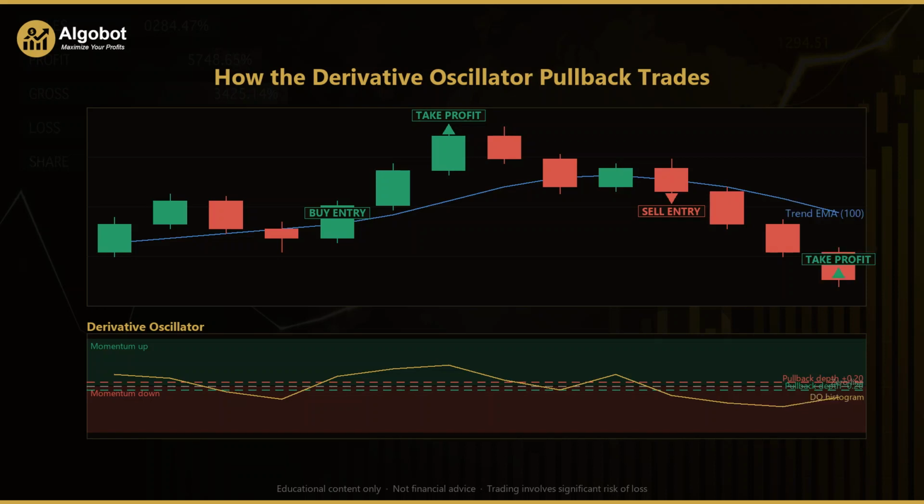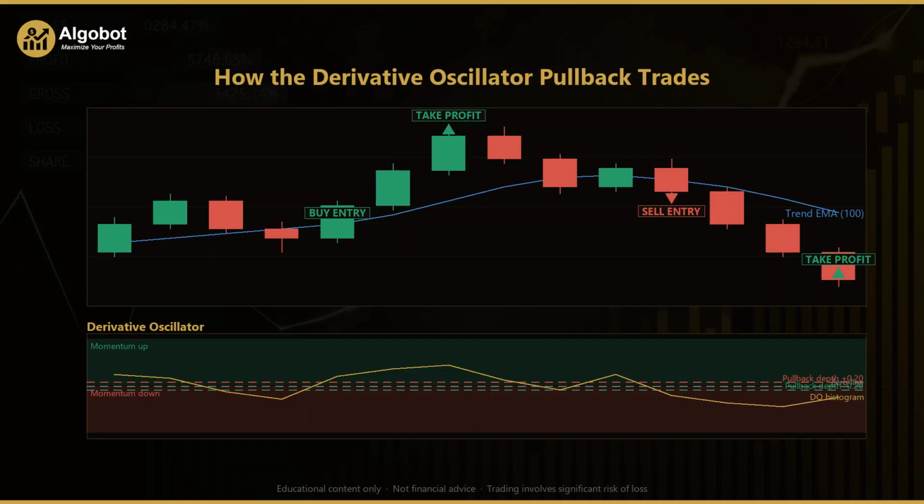The histogram crosses back down through the zero line into the red momentum down region. All three short conditions now agree: downtrend, a genuine pop, and the zero cross downward. The sell entry marker appears. This time the stop loss sits structurally above the little bounce high, and the take profit is placed below at the same 1.6 reward ratio.